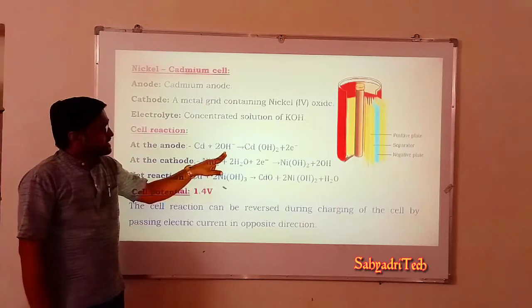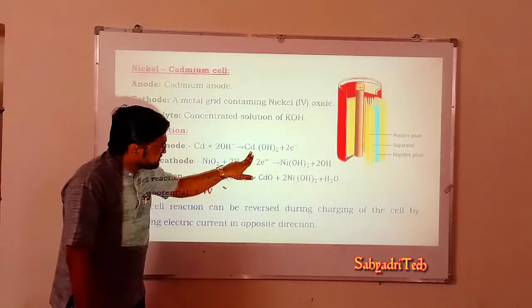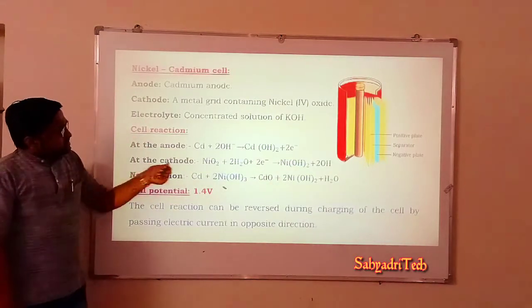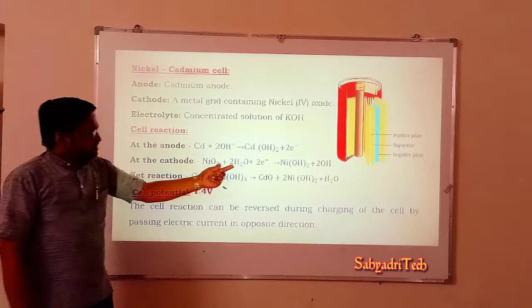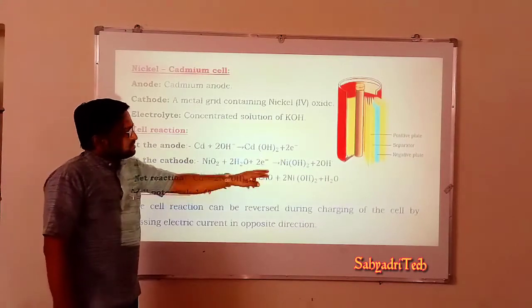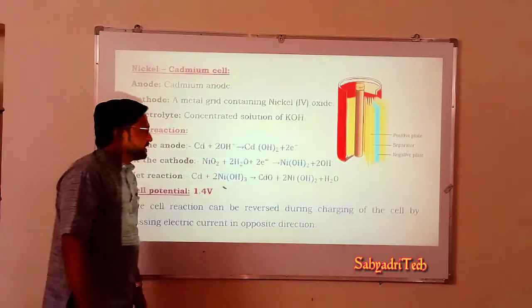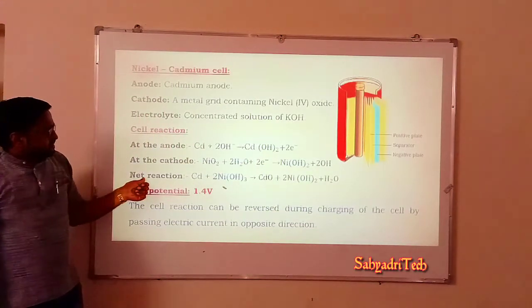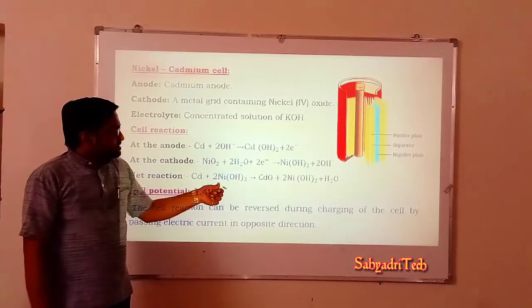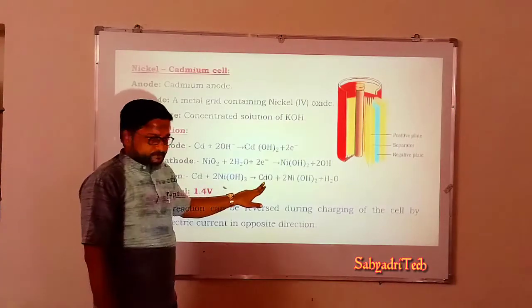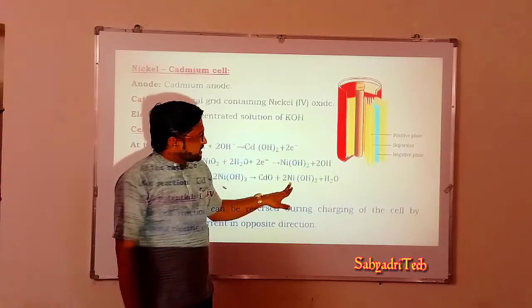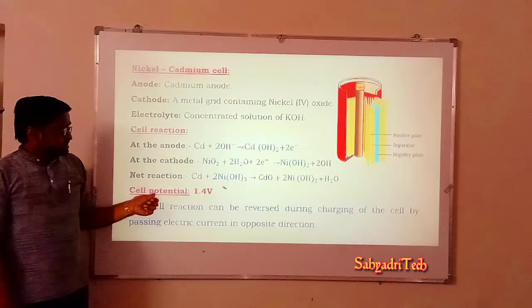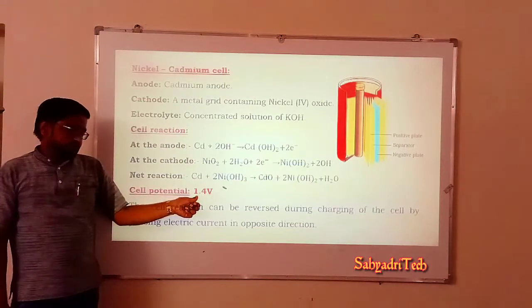Cadmium combines with hydroxide ions, giving rise to cadmium hydroxide plus 2 electrons, while at the cathode nickel dioxide combines with water and 2 electrons, giving rise to nickel dihydroxide, and 2 hydroxide ions are liberated. So overall, the net cell reaction will be cadmium plus 2 NiO(OH) giving cadmium hydroxide plus nickel dihydroxide. So what is the cell potential here? The cell potential will be about 1.4 volt.